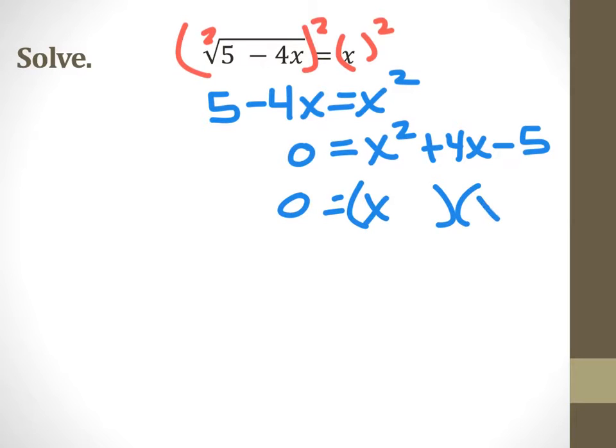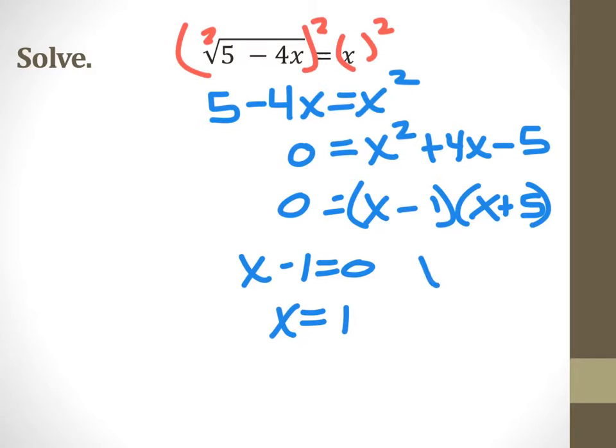We know the first term has to be x. 5 and 1, it's a prime number. You can only have 5 and 1 as the factors. The larger product needs to be positive so that when we FOIL it, x squared plus 5x minus x is positive 4x, so that works, minus 5. Now you set each factor equal to 0, so we get x equals 1. This is using the zero product property.